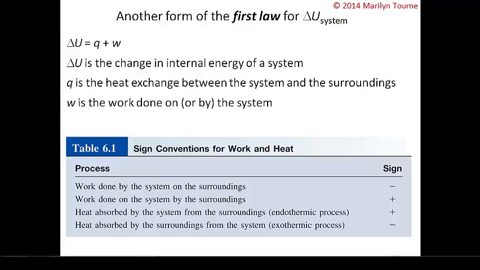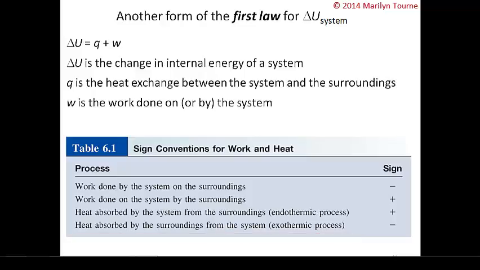The sign conventions for Q, which is heat, and W, which is work. Q is positive for an endothermic process. In other words, Q is positive if heat is being applied to the system. Remember, endothermic means that the system is taking up energy. So if you are providing heat to the system, then the Q is positive. If the process, on the other hand, is exothermic, like a combustion, that is negative.